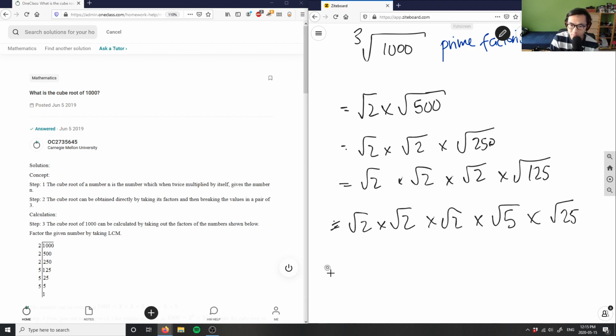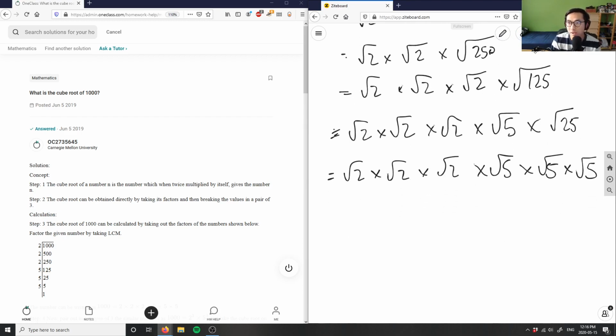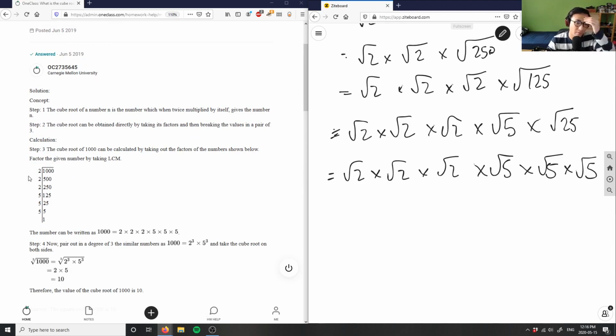If I divide 125 by 5, it's simply 25. So it's going to equal root 2 times root 2 times root 2 times root 5, and the root of 25 is simply root 5 times root 5. So what I can see here is I have root 2 times root 2 times root 2, and root 5 times root 5 times root 5. I can write this out with the prime factors: root 2 cubed, because I'm multiplying it 3 times, and then root 5 cubed.